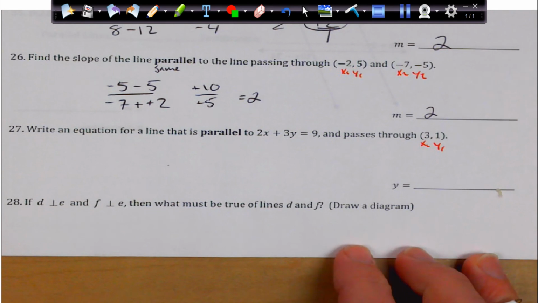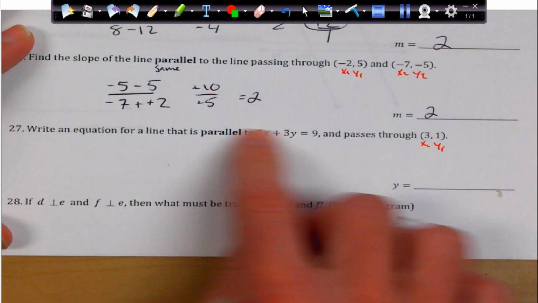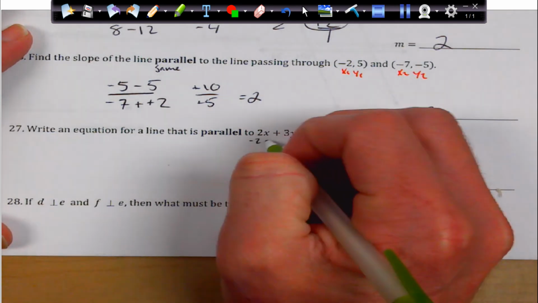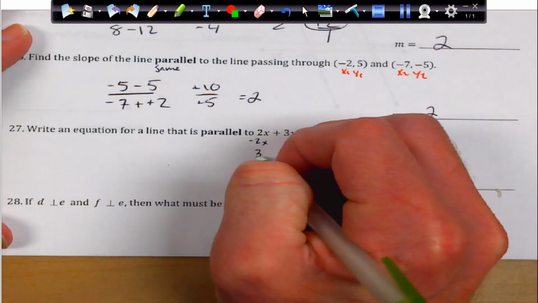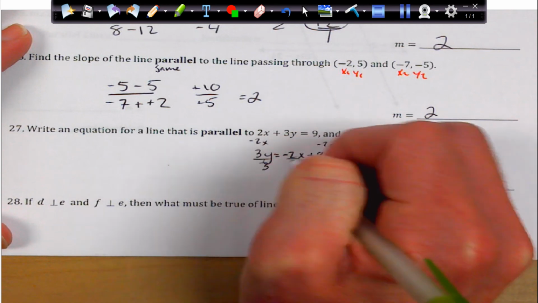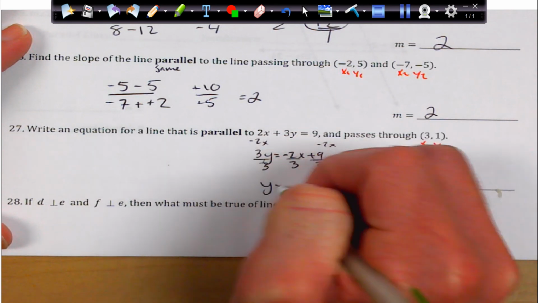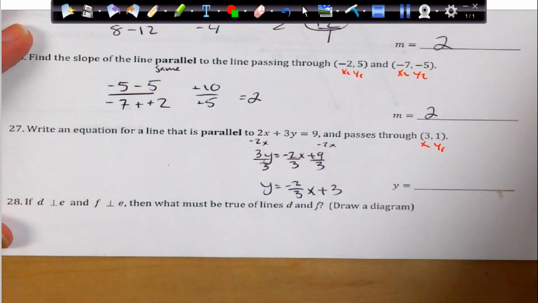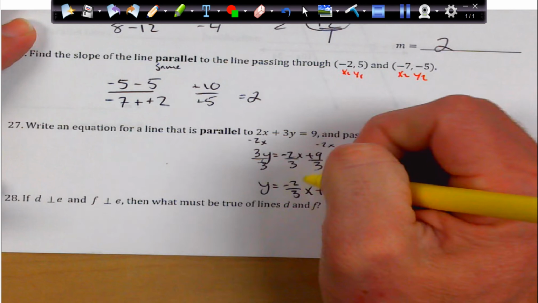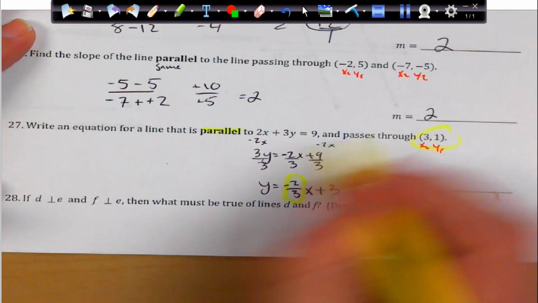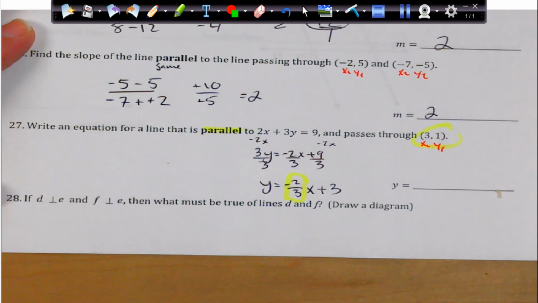Number 27, write an equation of a line that's parallel to this and goes through a point. So first we have to find the slope. To find the slope, we're going to subtract 2x. We get 3y equals negative 2x plus 9. And then divide by 3, so we get this equation. The key here is we just need the slope from this. Since it's parallel, we're going to take the exact same slope and the point and put it in point slope form.